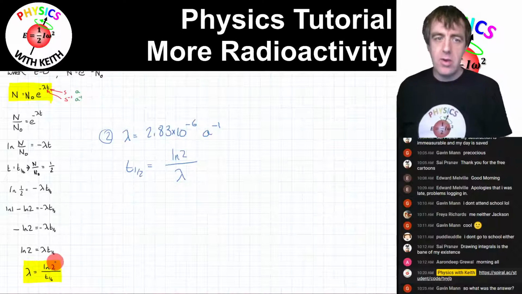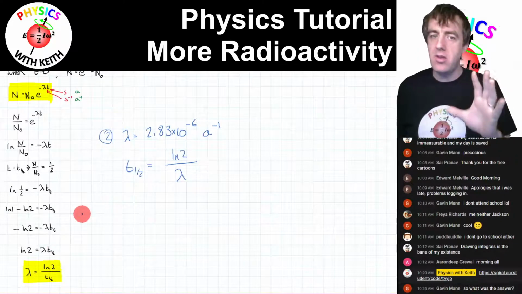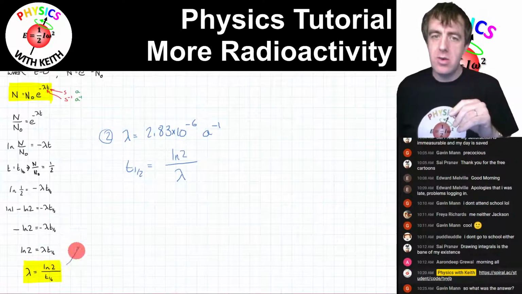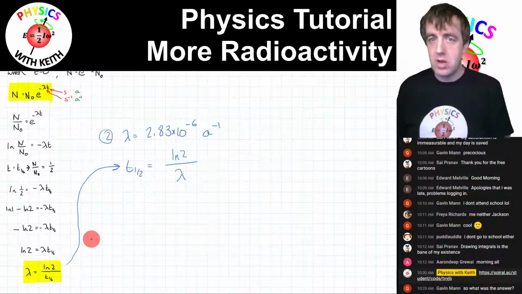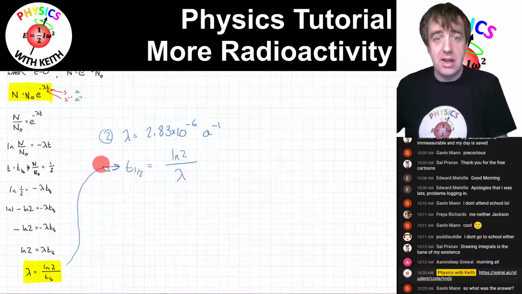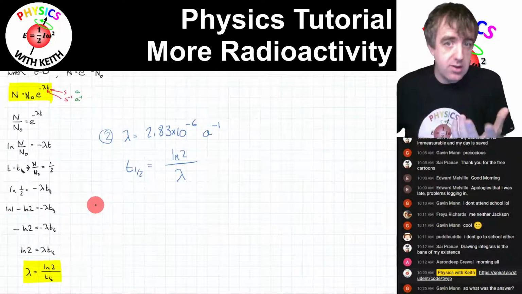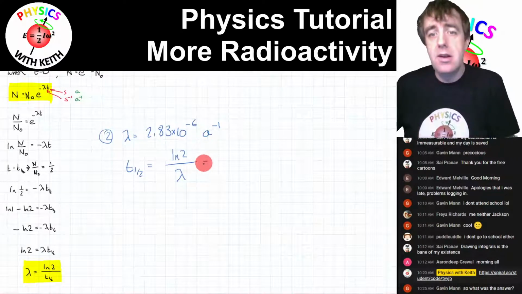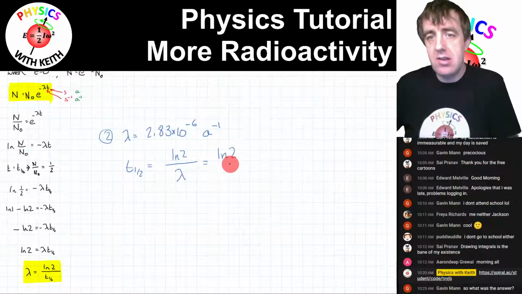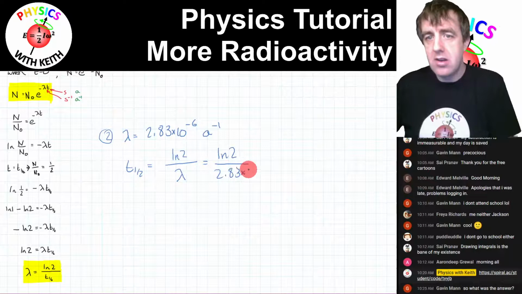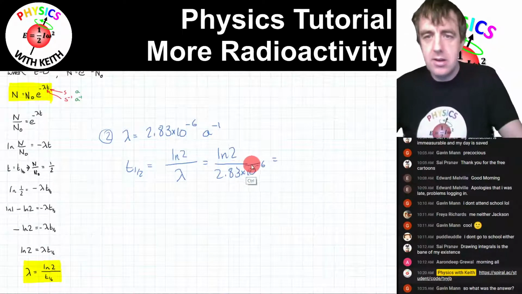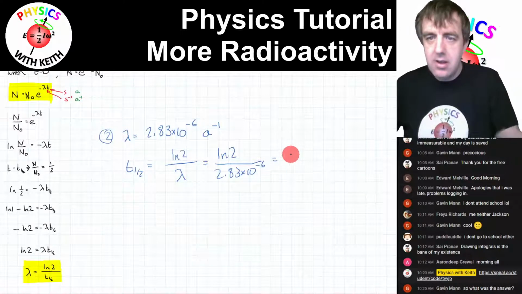Now, if you look at this equation, it is a 3-term equation. So rearranging this equation to get there is a GCSE skill. So if you're playing along at home and you're not an A-level student, it's the sort of thing you can continue to practice. Then we plug our numbers in. This is just a number the calculator is going to tell us. 2.83 times 10 to the -6.